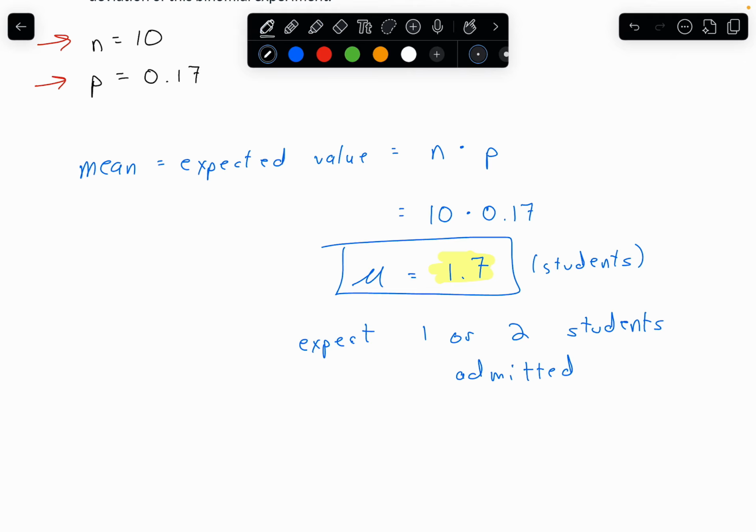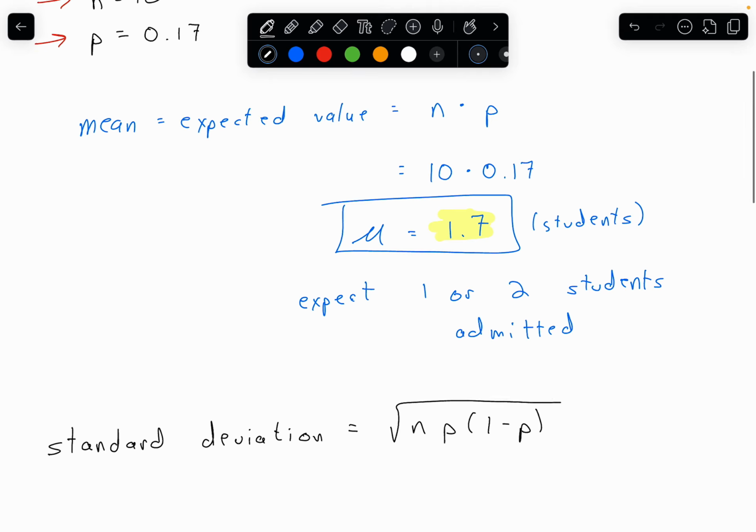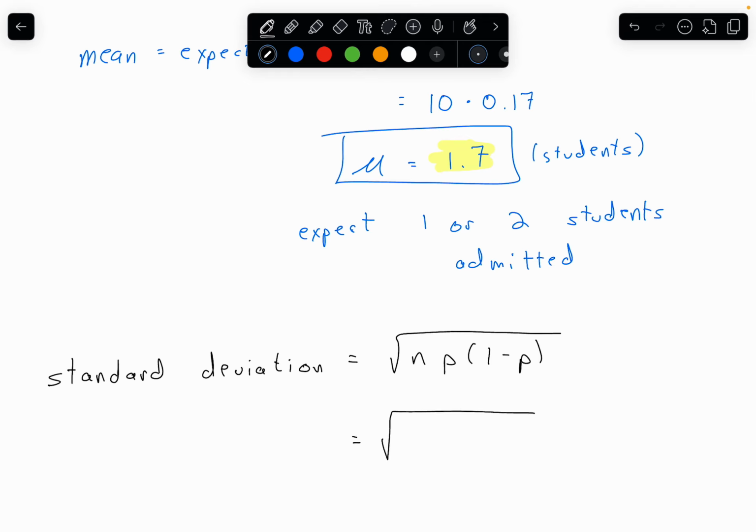So the next thing that we need to talk about then is the standard deviation. When we talk about standard deviation, remember standard deviation is a measure of spread. It tries to talk about how much variation there is in our data. In this case, we're going to use the formula the square root of n times p times 1 minus p. So I'm going to take n, which is our number of trials, we said 10, times p, the probability of success, 0.17, times 1 minus p, 1 minus 0.17. If you wanted to take a moment just to work this out, it should be 0.83.